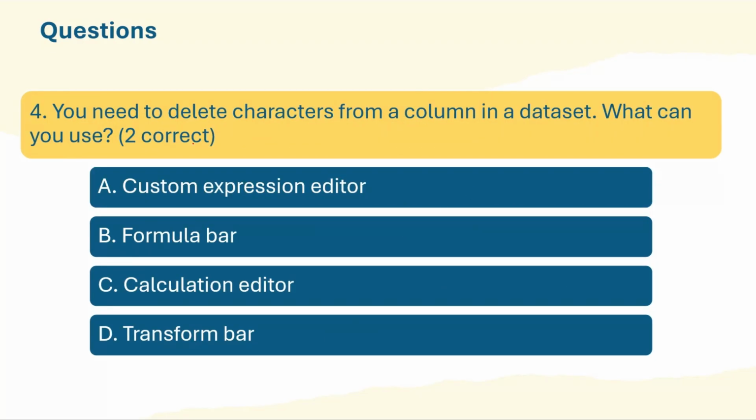Moving to the next question, you need to delete characters from a column in a dataset. What can you use? There are two ways we can do the deletion. You can use the custom expression editor, where you can write code and replace a particular character with another character, or just delete that character, or use a substring based on the requirement, like if the first three characters need to be replaced or the last three. Accordingly you can use the custom expression editor. And you can also use the transform bar, using which you can use the replace option or transform option to delete the characters. So these are the two options.